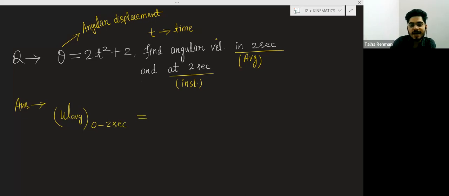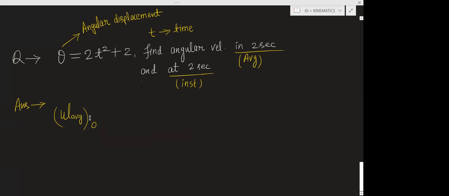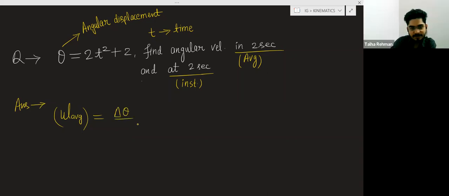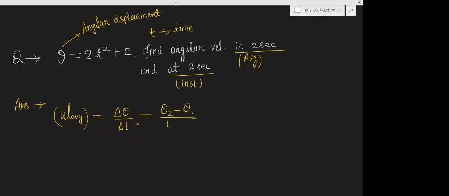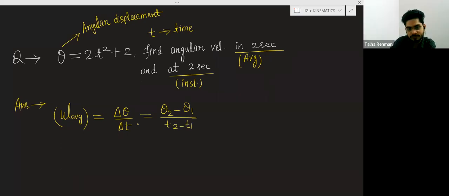What is the formula of average angular velocity? Delta theta divided by delta t. What is delta theta? Theta final minus theta initial, theta 2 minus theta 1. And what is delta t? Delta t is the time interval. You can write here t2 minus t1 if you want.